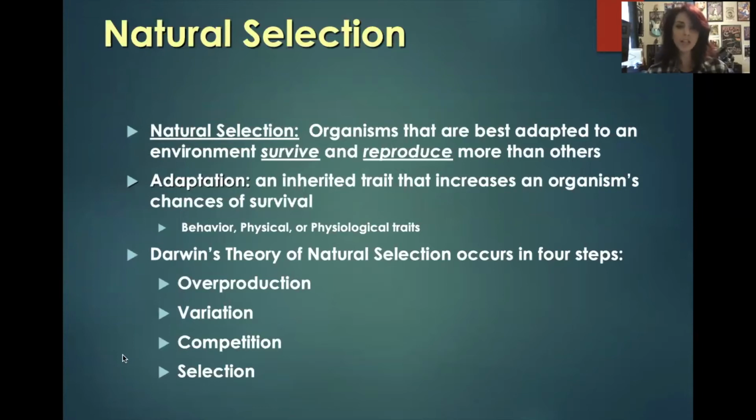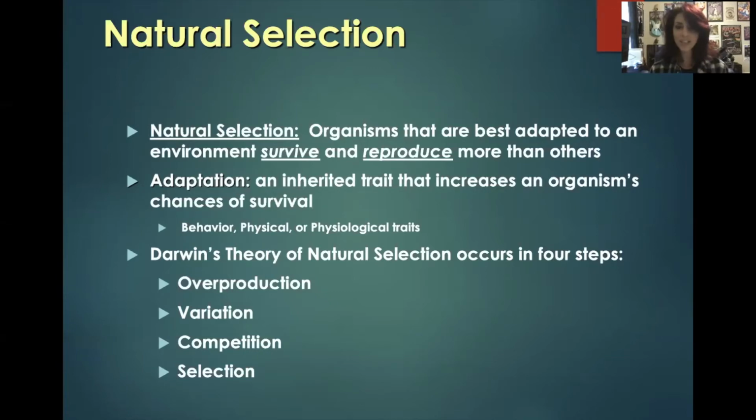So natural selection means that organisms that are the best adapted to an environment survive and reproduce more than others. This means that they are more fit, therefore the environment selects for their survival. Organisms that have adaptations are most likely going to be selected in the environment. Adaptations, remember, are inherited traits that increase an organism's chances of survival. This could be related to behavior or related to physical appearance or even related to physiological traits.